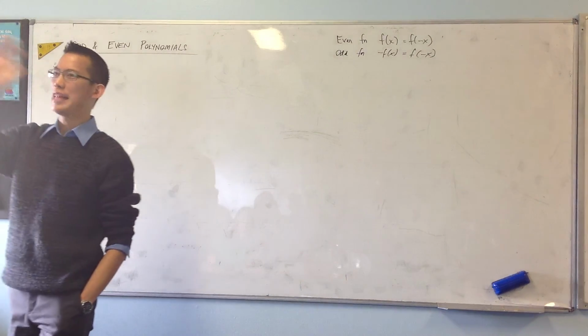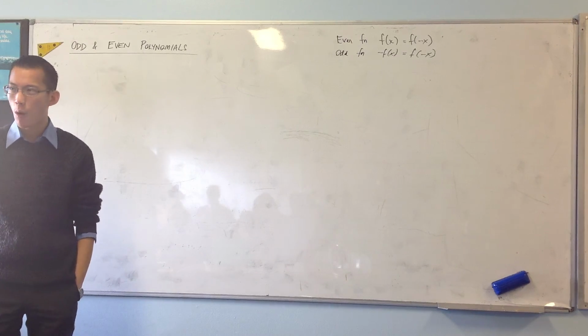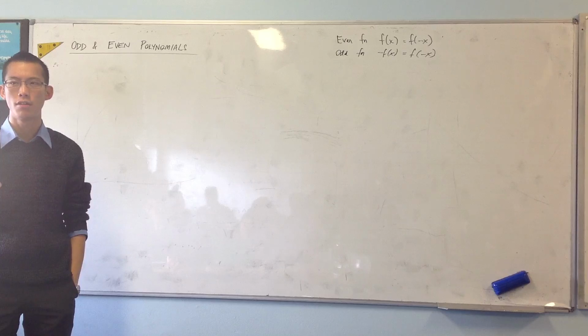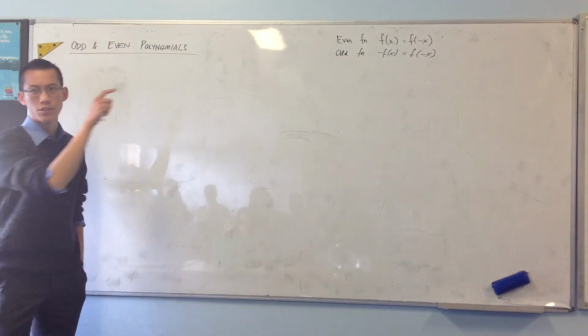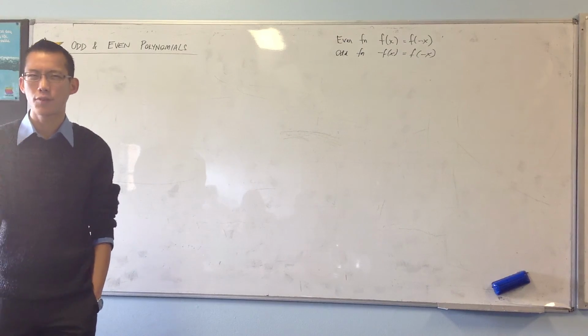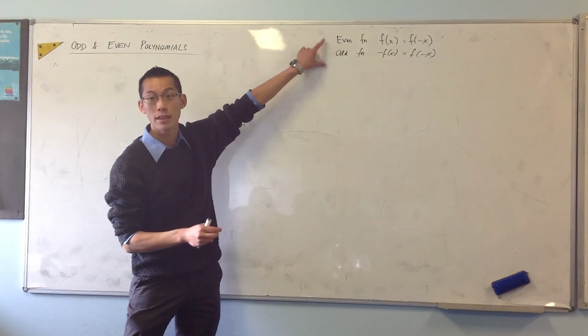So rather than reflectional symmetry, which is what you get with an even function, you have point or rotational symmetry for an odd function. Now, when we're talking about odd and even polynomials, it's a little bit different. There's a nuance that I want to get across to you, but it's very closely related to these.